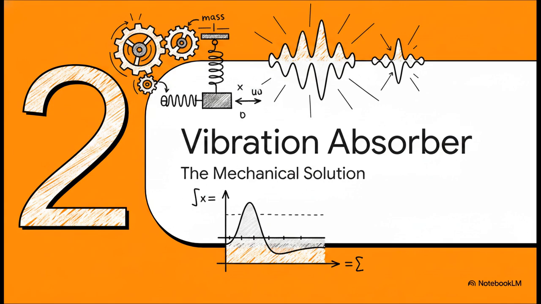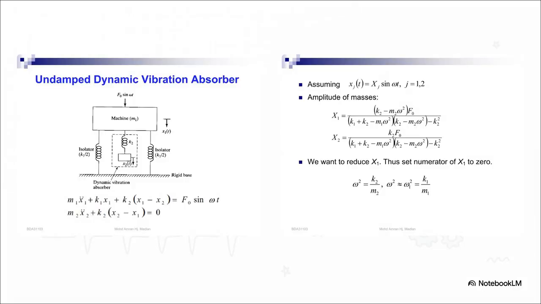Moving right along to Section 2, the dynamic vibration absorber. Let's see how the math actually backs this up. What's really cool here is how we mathematically translate that physical-mechanical system into a solvable set of equations. We aren't just guessing how big of a weight to bolt on to our machine, we are engineering it exactly.